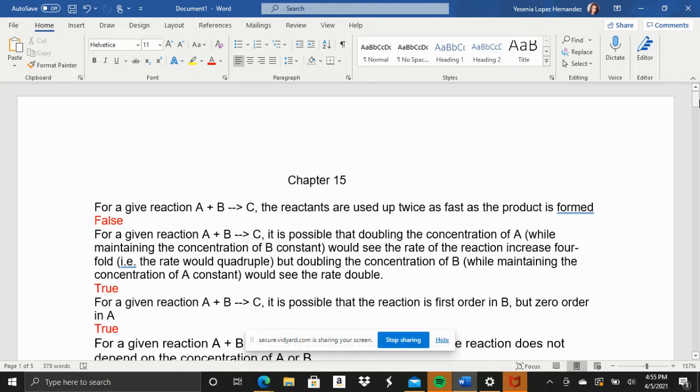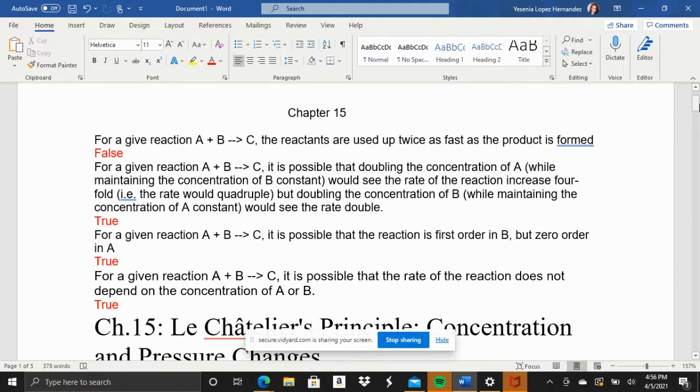So chapter 15 is about equilibrium and concentration and pressure change questions and calculations. They're going to give you some true and false questions. You're going to say if it's true or false. And there are some examples of them.